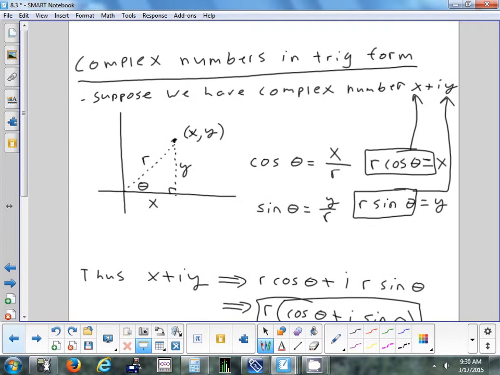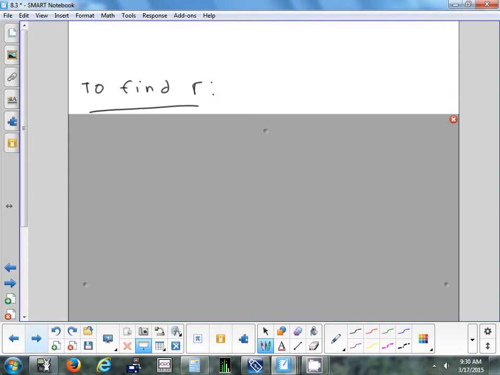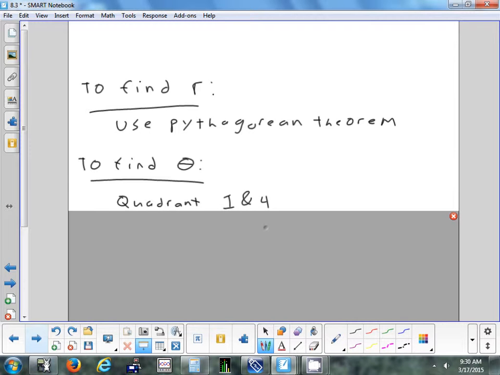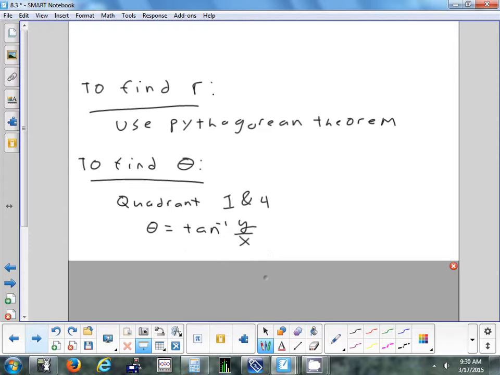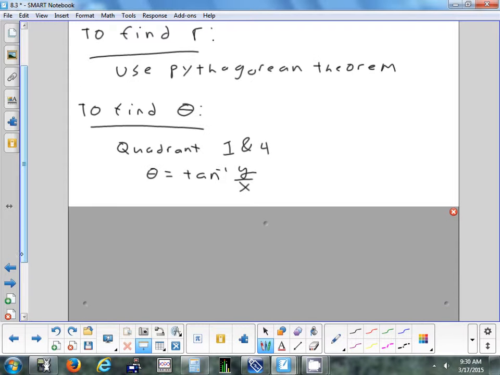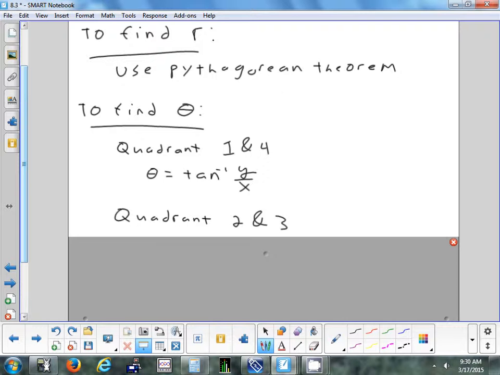All right, so to find r, just use your Pythagorean theorem. If you're in quadrants 1 or 4, use the formula we just figured out: inverse tangent of y over x. If you're in quadrants 2 or 3, okay, basically instead of trying to find an angle on this half, we're going to shift it to the other half. Well, how would you shift this halfway around a circle? You'd add 180 to the answer. And that would give you an answer in quadrants 2 or 3.